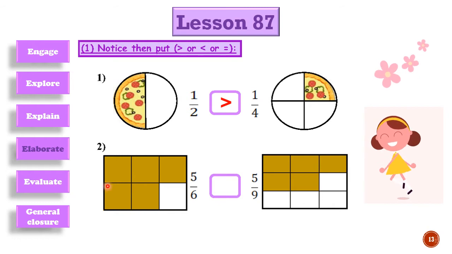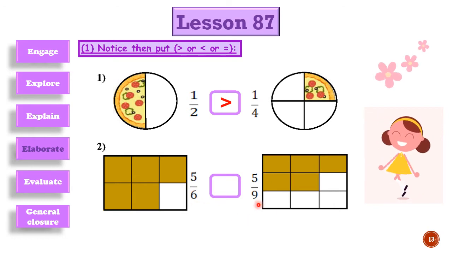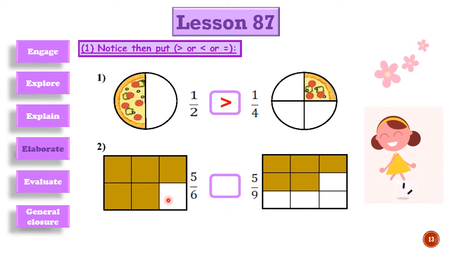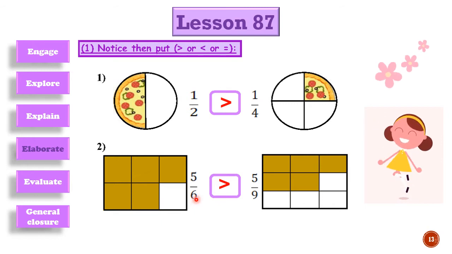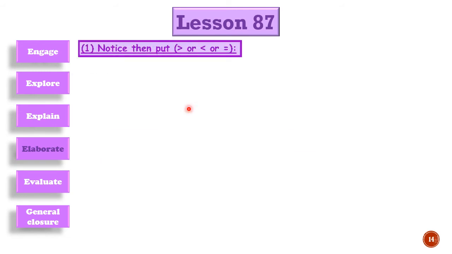Here we have 5 sixths and 5 ninths. Which is bigger, 5 sixths or 5 ninths? 5 parts out of 6, 5 parts out of 9. Yes, it's 5 sixths, because when the denominator gets smaller, the value of this fraction gets bigger. Okay, another exercise on this part.